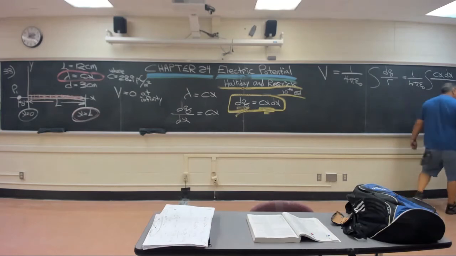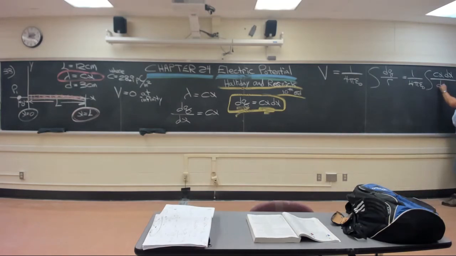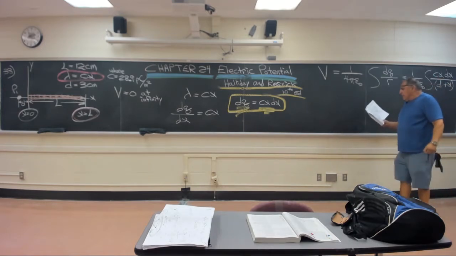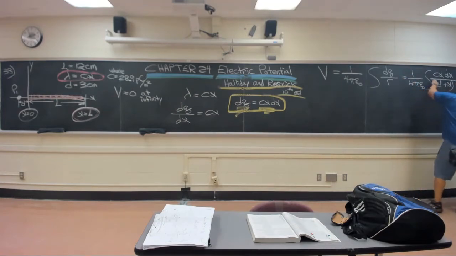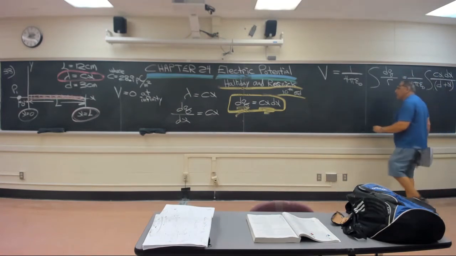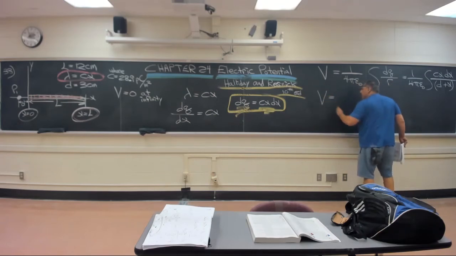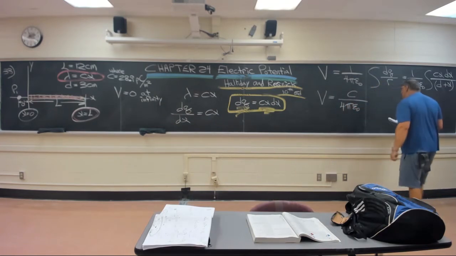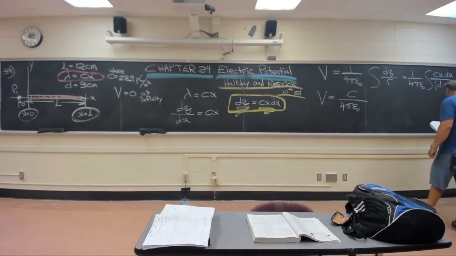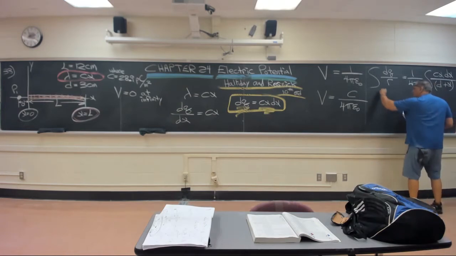Well, how's this working here? The moral to the story is the d has always got to be present, and whatever x you add to it, that's what you're talking about. So basically, looking at this real carefully, C can come out of there. And we got V equals C over 4 pi epsilon naught times the integral.